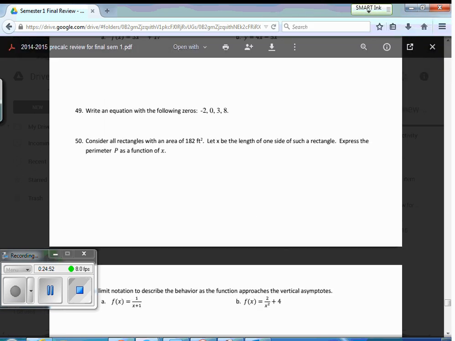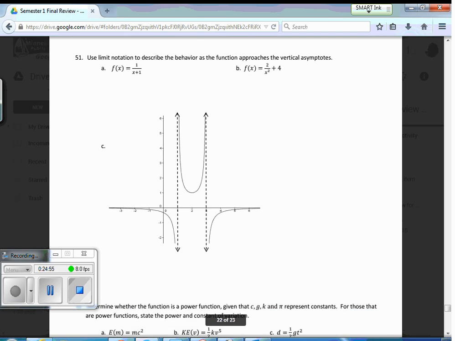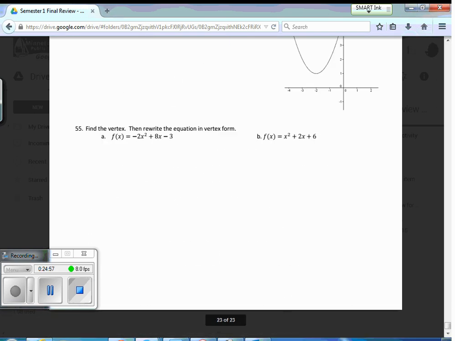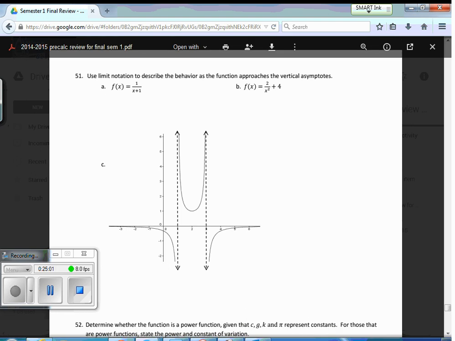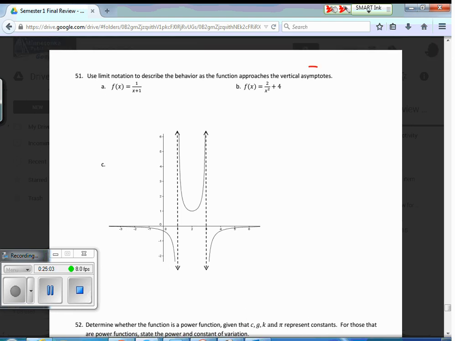All right, so moving on to number 51. Let's see, we got just 2 pages left here. Number 51, limit notation as it approaches the vertical asymptotes. These are more tricky because they're coming on the inside of the function.